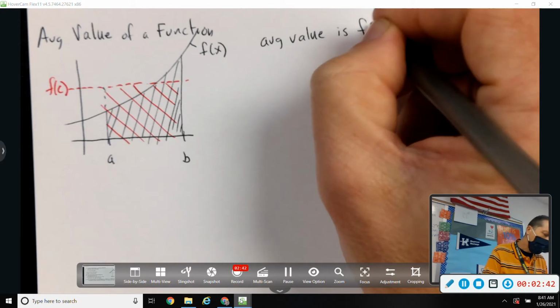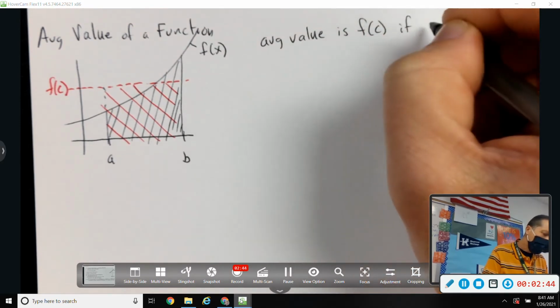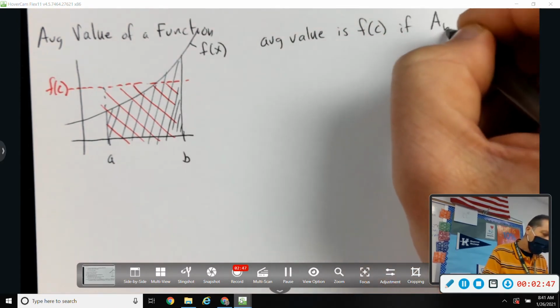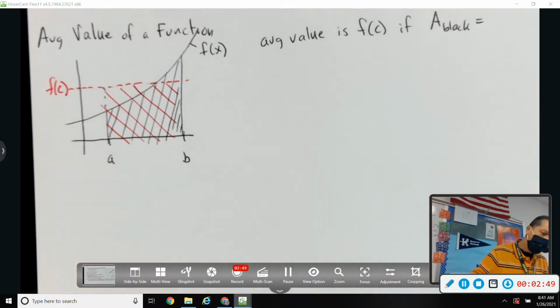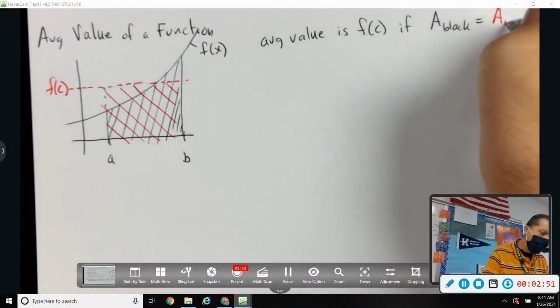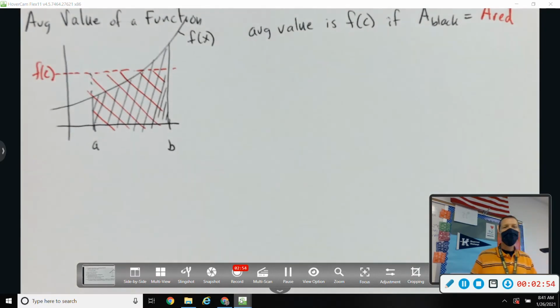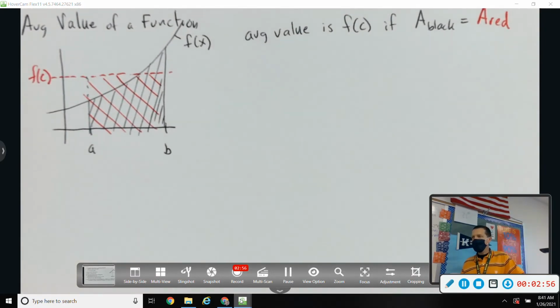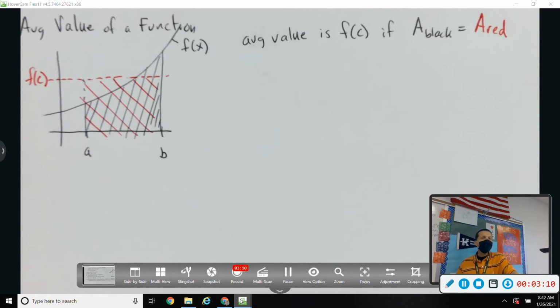So the average value is f of c if the black area equals the red area. Do you buy that? Does that make sense? Yes? No? Okay, we're making progress. So I don't know what f of c is, but somehow I want those two areas to equal each other.